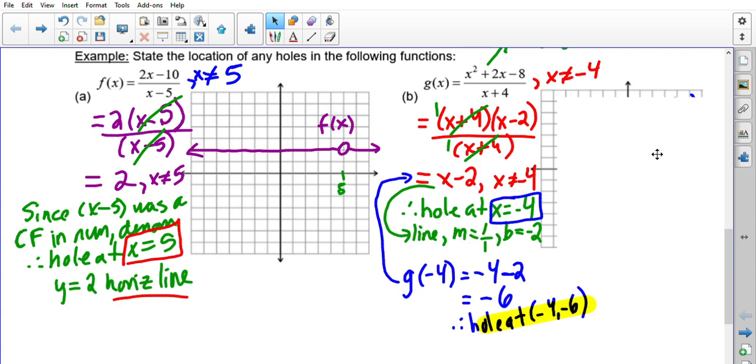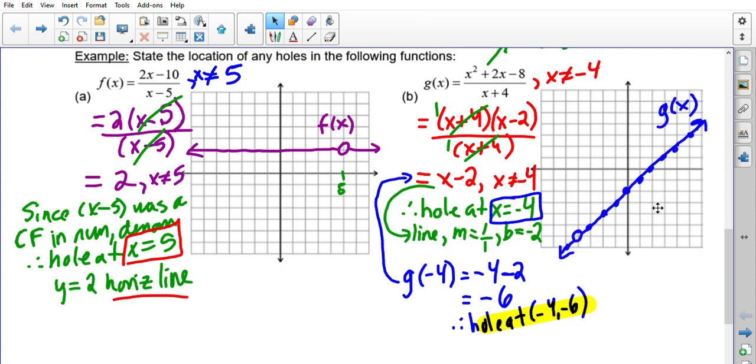All right, so when we draw that, it's going to be a line with slope 1 over 1, y-intercept -2, and as you can see, we have our hole at -4 and -6, right here. And that would be covering holes for rational functions. All right, let's move on to the next page.